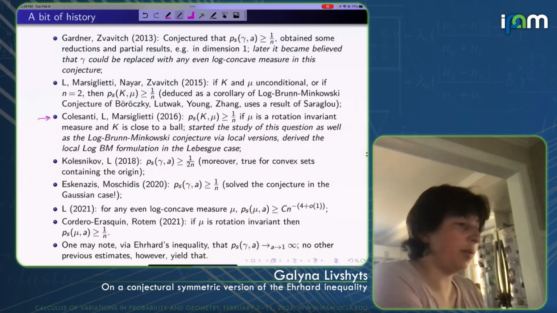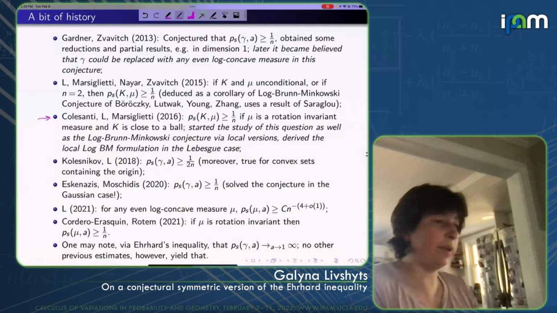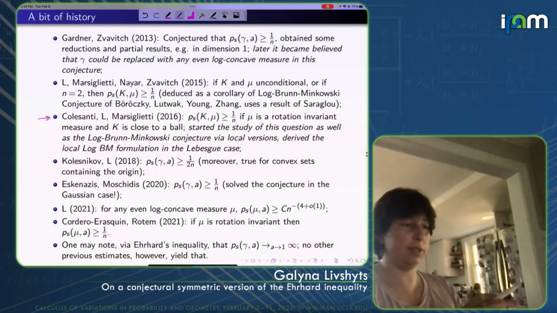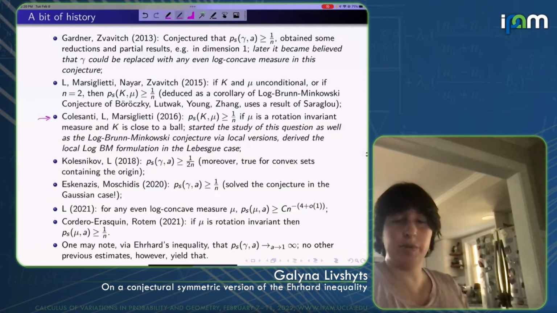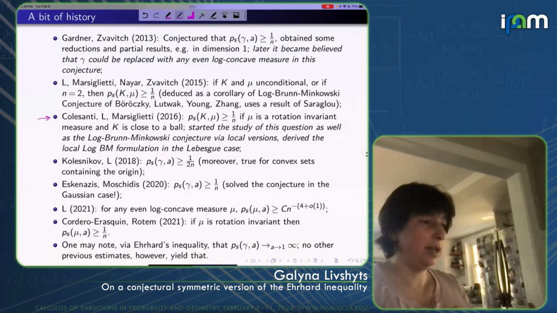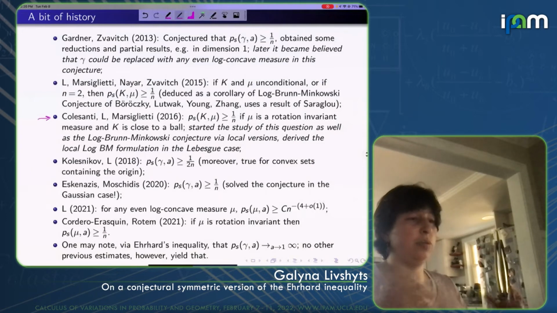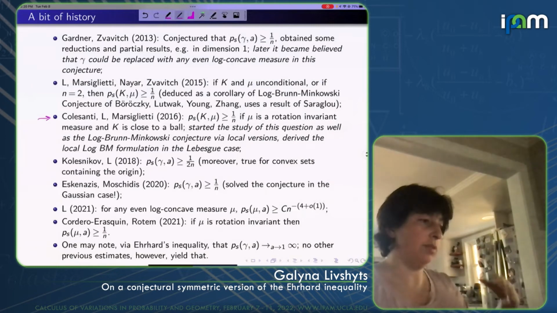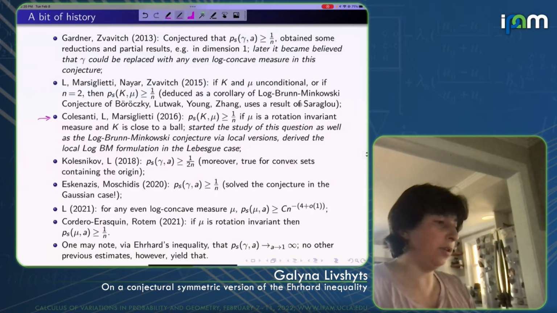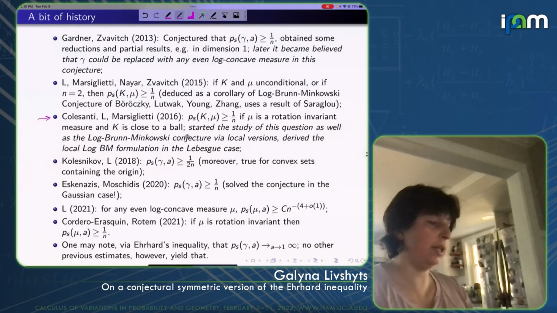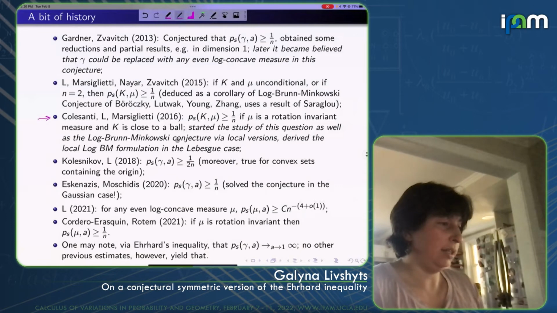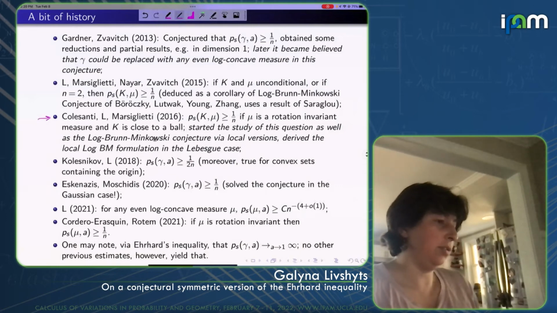In this paper with Constantine and Mastiglieti, we verified it for sets close to a ball. If the set is very close to a ball, and in general, in this paper, we initiated the study of this Galyna-Livshyts conjecture as well as the log-Minkowski conjecture via the local versions. For instance, we also derived the local version of the log-Minkowski conjecture, and of course later there was a lot of very important follow-up, in particular by Kolesnikov and Milman. But this is where we really started the study of the Galyna-Livshyts conjecture and log-Minkowski conjecture locally.